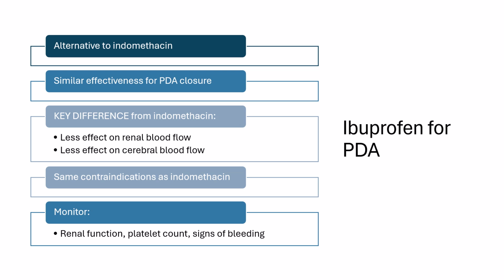However, ibuprofen has the same contraindications as Indomethacin: renal failure, thrombocytopenia, active bleeding, NEC, and severe sepsis. You'll still need to monitor renal function, platelet count, and signs of bleeding during treatment. The typical dosing is an initial dose of 10 mg per kg, followed by 2 doses of 5 mg per kg at 24-hour intervals.